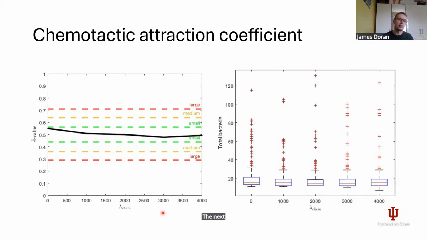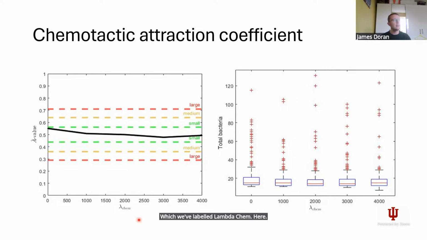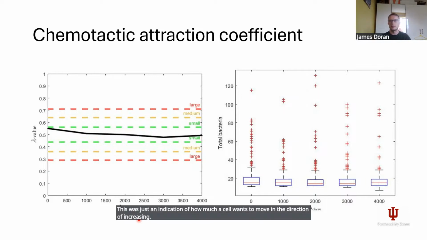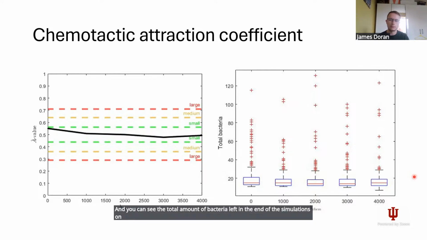The next parameter we looked at was the chemotactic attraction coefficient, which we've labeled lambda chem here. This was just an indication of how much a cell wants to move in the direction of increasing chemoattractant, how much effort it will put into doing so. The calibrated value was 2000, and it was compared to 0, 1000, 3000, and 4000. And you can see the total amount of bacteria left at the end of the simulations on the right.